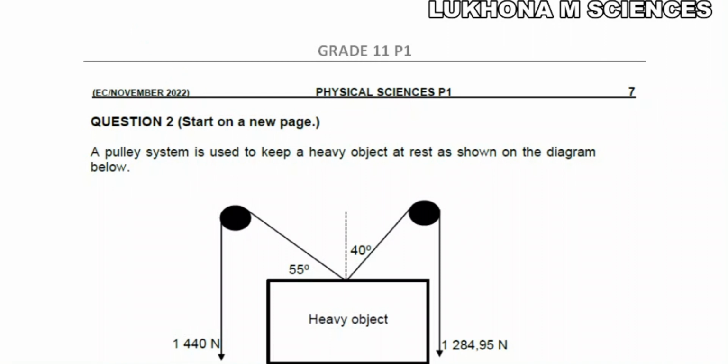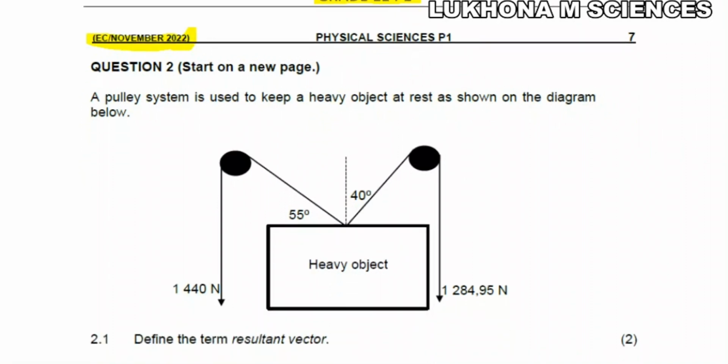Answer any question. This is question number 2 of November 2022. That is grade 11 paper 1. A pulley system is used to keep a heavy object at rest as shown in the diagram below. So in the diagram, the object is hanging here and it's at rest, meaning that the net force of the system will be equal to 0.